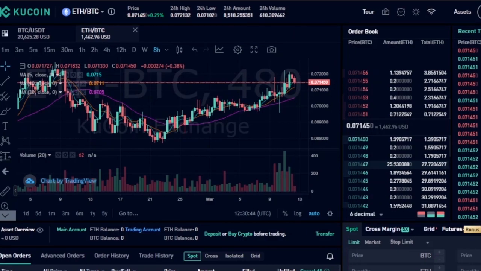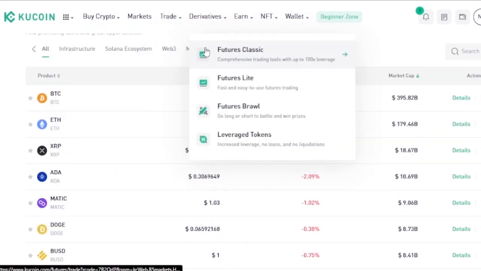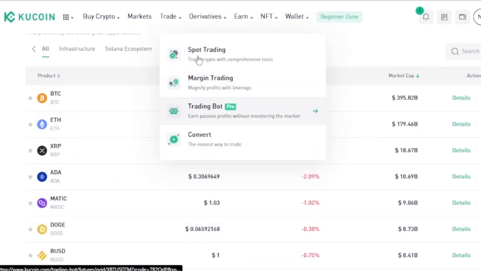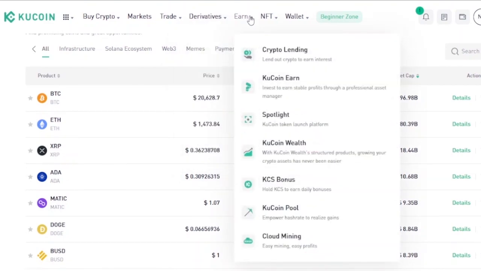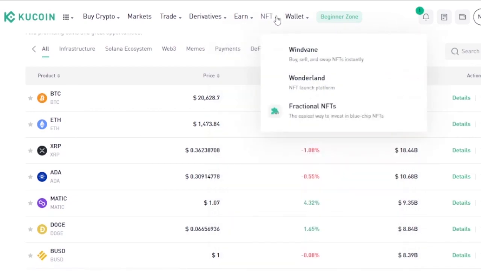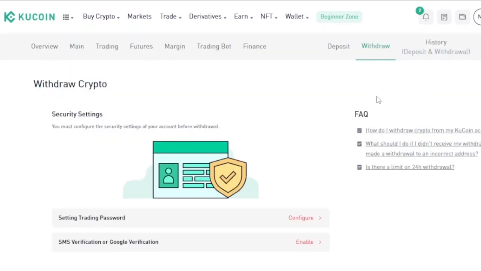So going back, you can also earn from Kucoin. We saw the trading market, we saw the spot trading, we saw the margin and trading bot as well. Then we have the derivatives, we have futures classic, futures lite, futures brawl, and leverage tokens. Then we have earn. You can also earn from Kucoin. You have crypto lending, Kucoin Earn, Spotlight, KCS, Kucoin Pool, etc. You also have an NFT marketplace in Kucoin where you can buy different kinds of NFTs and have them as your assets, and then you have your wallet. So here you have your option to withdraw the money that you have.